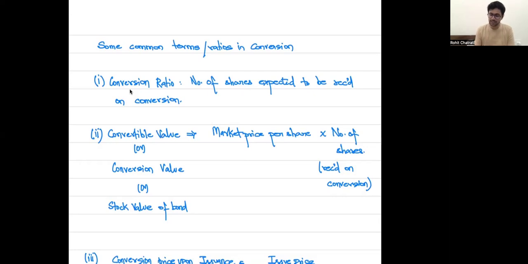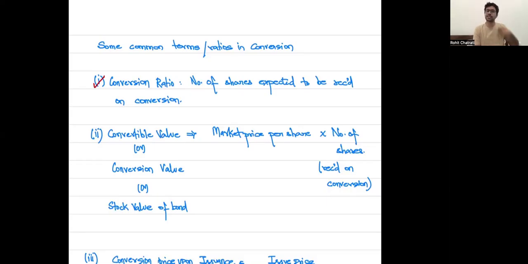The first term is conversion ratio. Conversion ratio basically represents the number of shares that you expect to receive upon conversion. This was basically 20 in our example. For every bond, you actually get converted into 20 equity shares. So the number of shares that is going to be received upon conversion is 20, and that is referred to as conversion ratio.